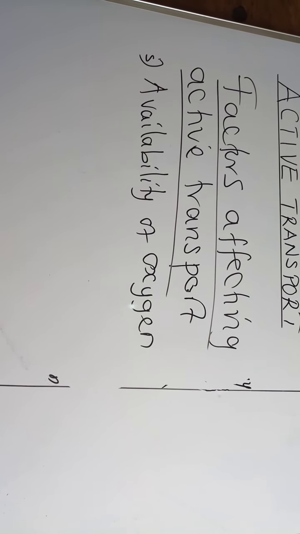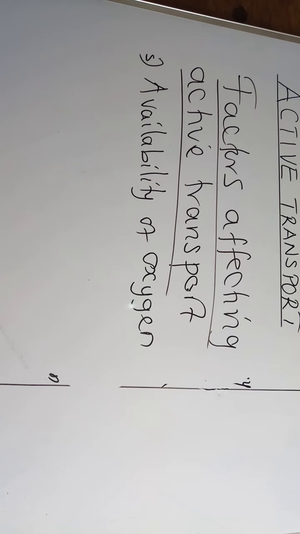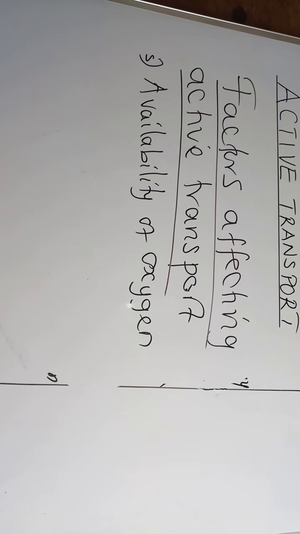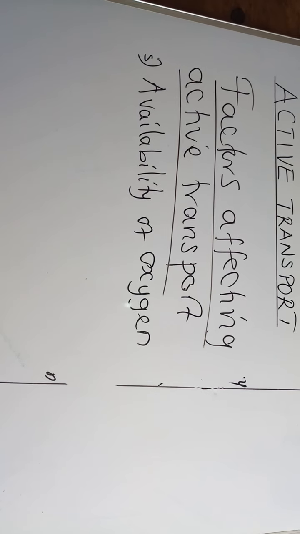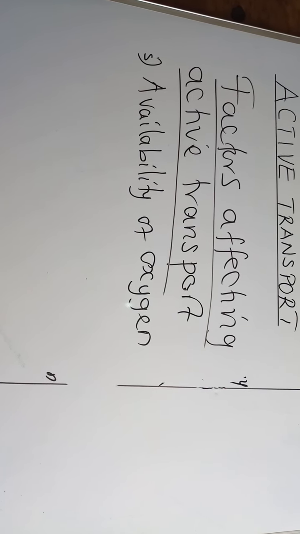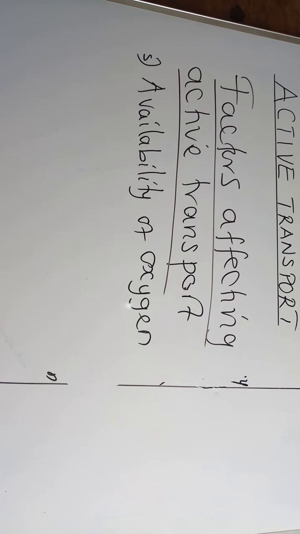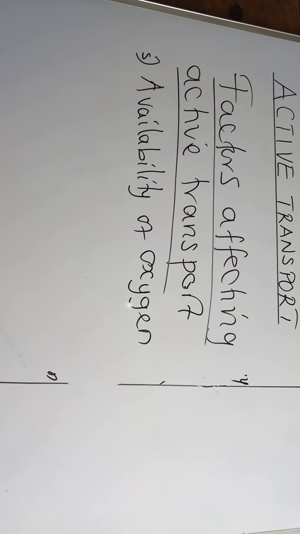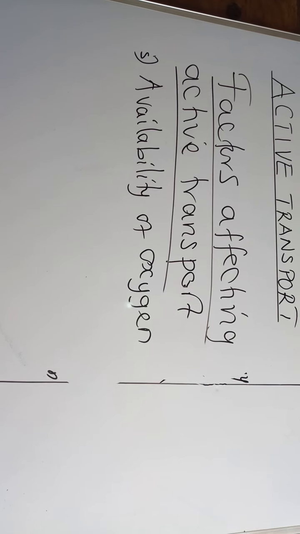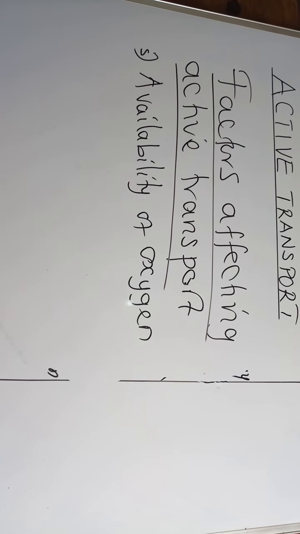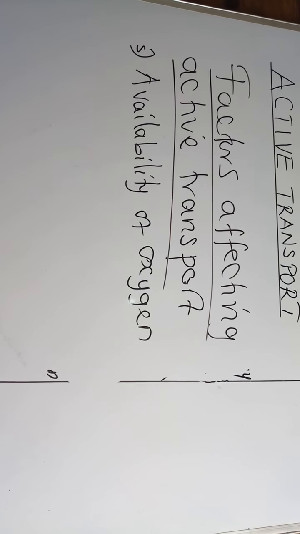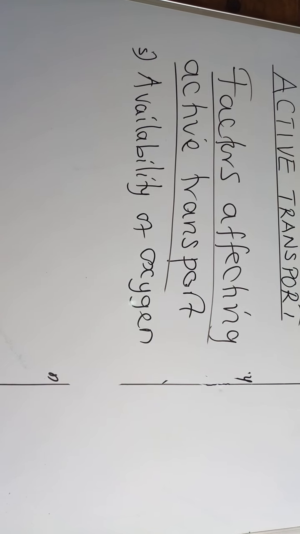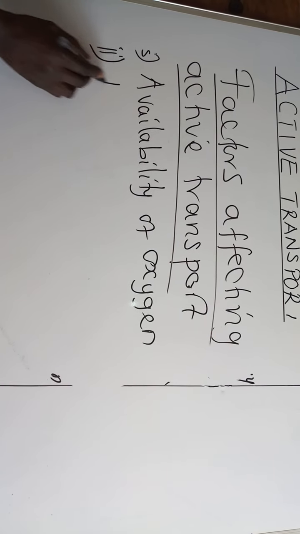When aerobic respiration takes place, a lot of energy is produced, and that energy will be used in active transport, and that will make the rate of active transport fast. In the absence of oxygen, a small amount of energy will be produced through anaerobic respiration. As we know, anaerobic respiration leads to production of a small amount of energy. Then the rate of active transport will be slow due to the small amount of energy produced from anaerobic respiration. The other factor, number 2, will be temperature.